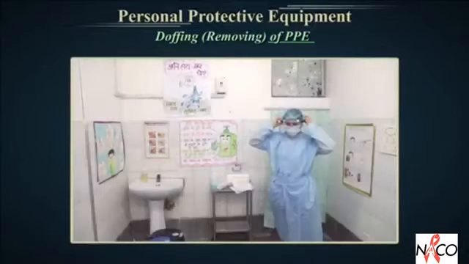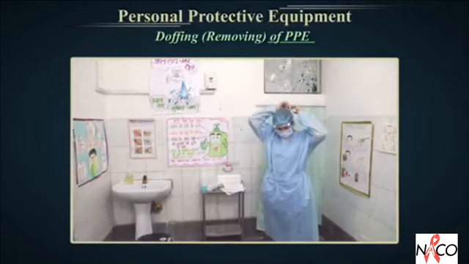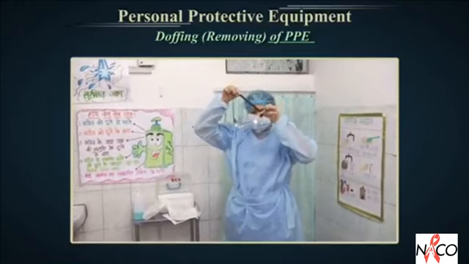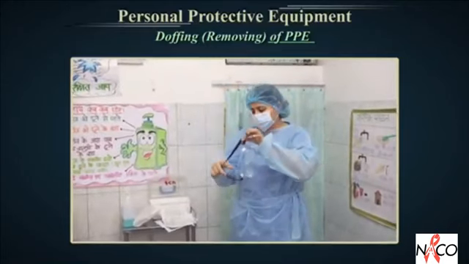The second step is to remove eye protection. The glasses or goggles are contaminated on the outside, so touch only the earpieces or elastic bands for removing them. Eye protection should be discarded or placed in a designated area for disinfection and reuse.